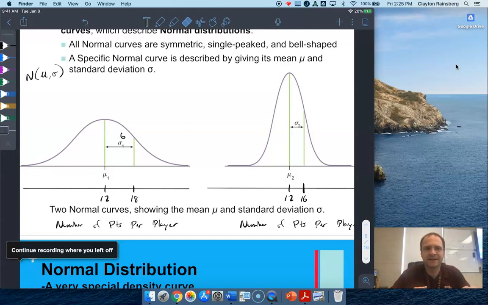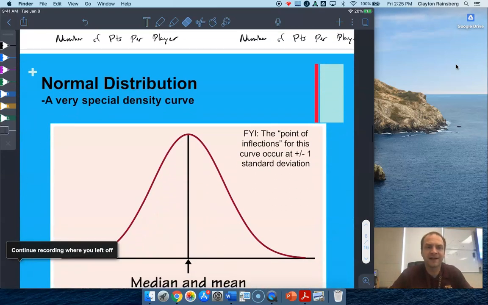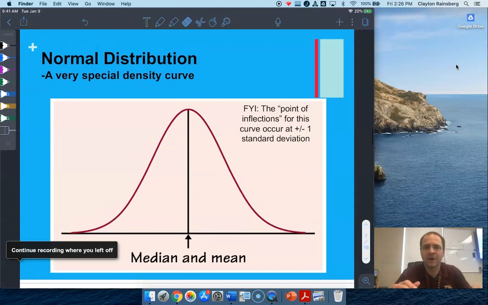Just something to keep in mind, the normal distributions follow a certain rule. But you can see there are two different types here, and the spread is interesting compared to the other. It's a smaller spread. Now this is a very special type of density curve we talked about. What I want to make sure you understand, and this is in blue, it's not on your notes, is that the points of inflection are where one standard deviation away from the mean, both positive and negative, occur on a normal distribution.